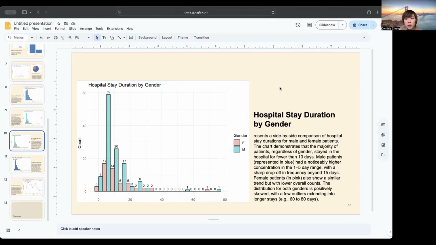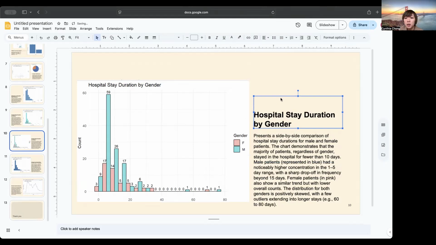So when I work on hospital stay duration by gender, it represents a side-by-side comparison of hospital stay durations for male and female again, but this is in the form of side by side without overlapping, and it also shows clearly that male patients had a lot more than female patients that stayed less than 20 days. Here we can see clear numbers of 59 for fewer than 10 days.